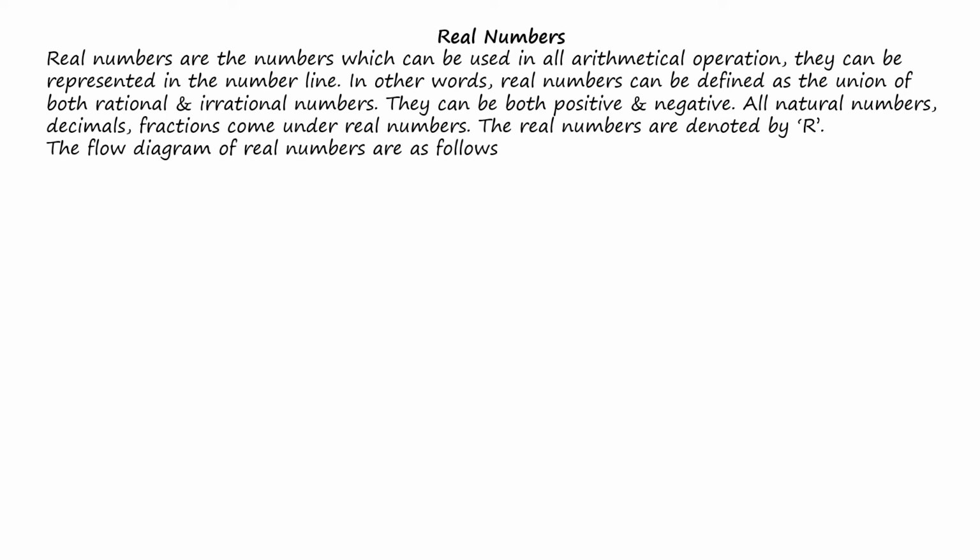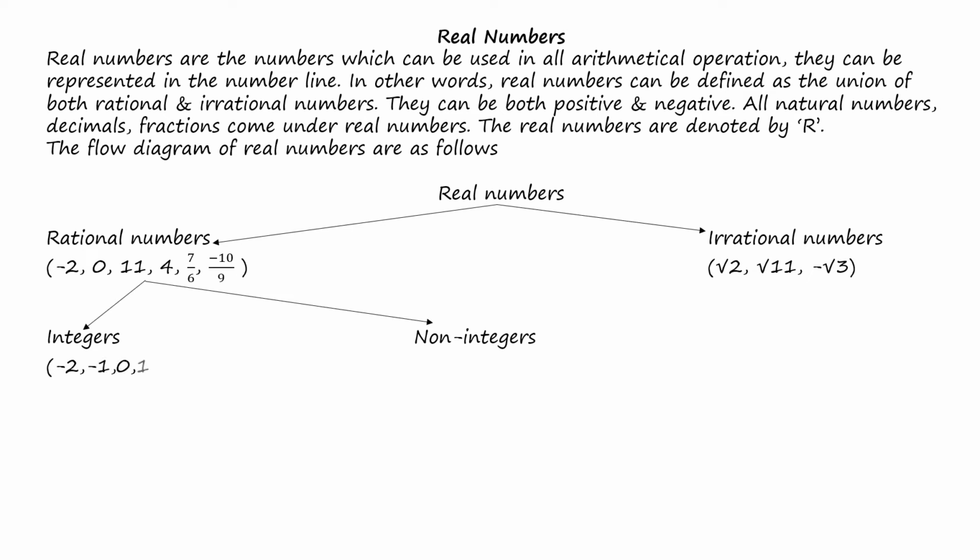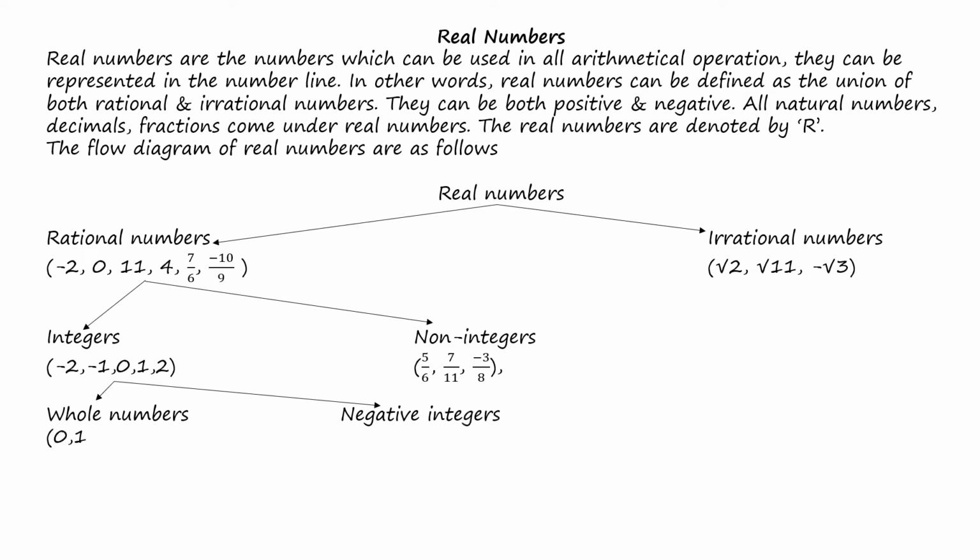The flow diagram of real numbers is as follows. The real numbers are the union of rational numbers and irrational numbers. Again, rational numbers are further divided into two parts, that is integers and non-integers. Integers are divided into two further parts: whole numbers and negative integers. And whole numbers are divided into two further parts, one is 0 and the other is natural numbers. So beside each definition, the examples are given.